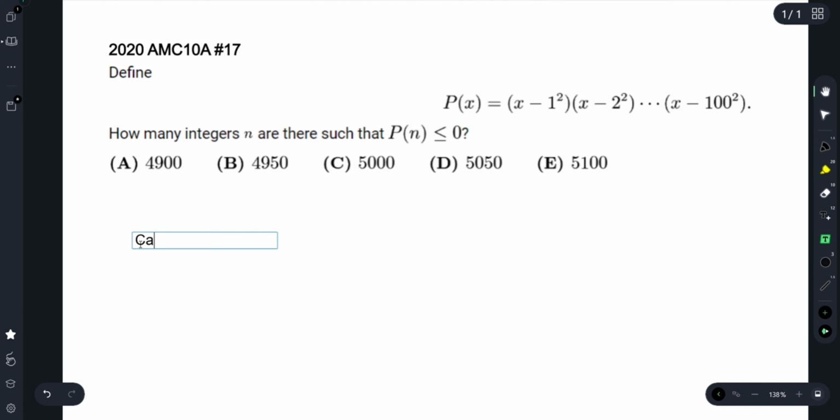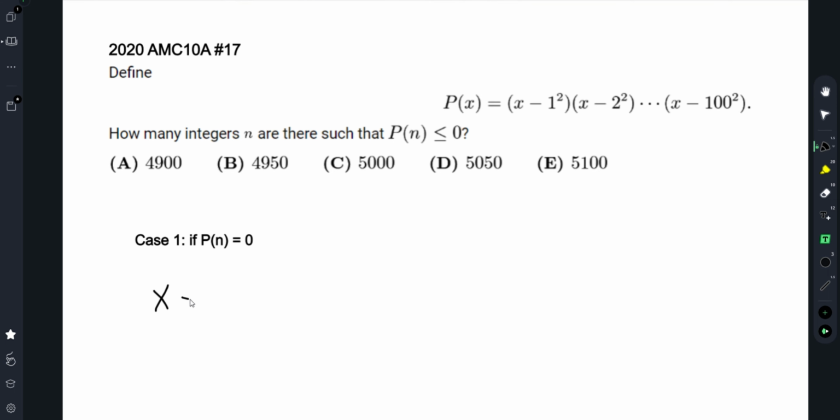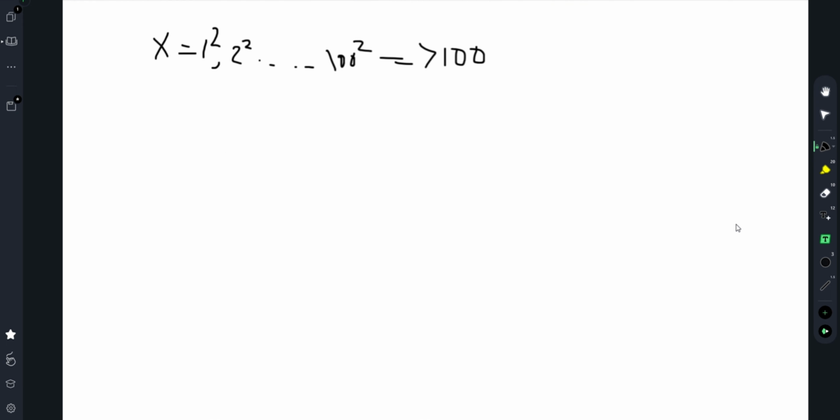So we got case 1, if P(n) equals 0. Because 0 is less than or equal to 0. If P(x) is equal to 0, then x is equal to 1^2, 2^2, to 100^2. So this is 100 numbers that work for if P(n) is equal to 0.